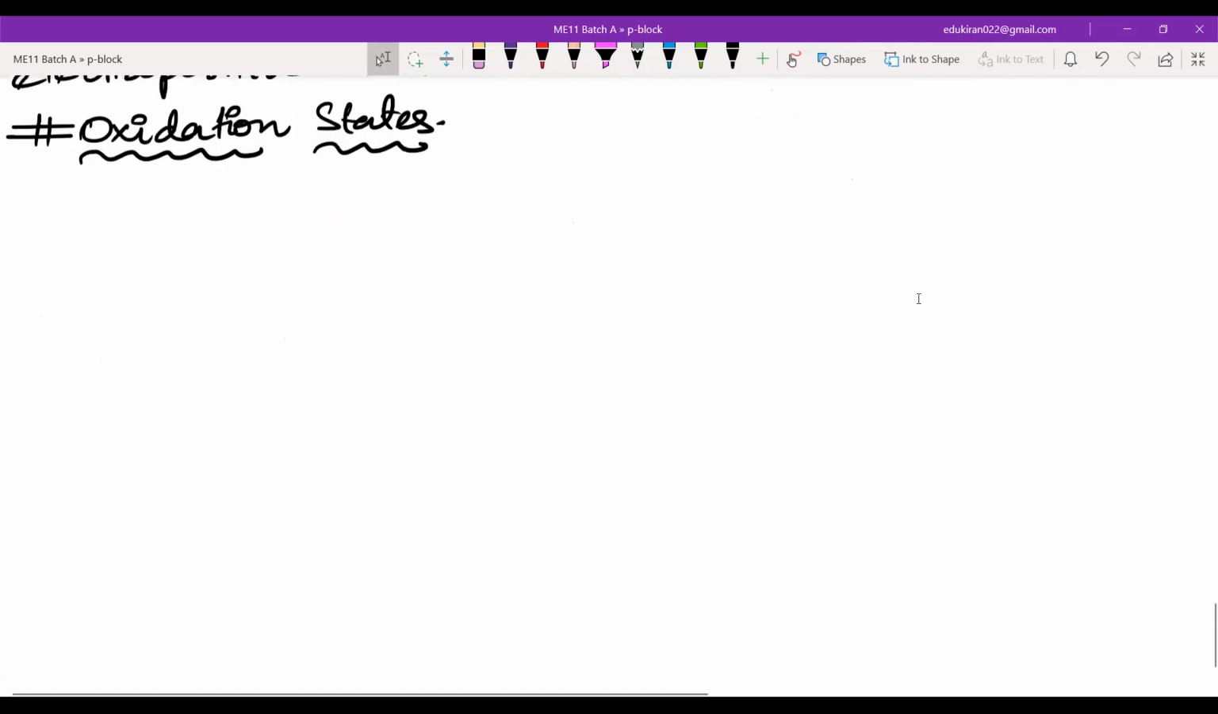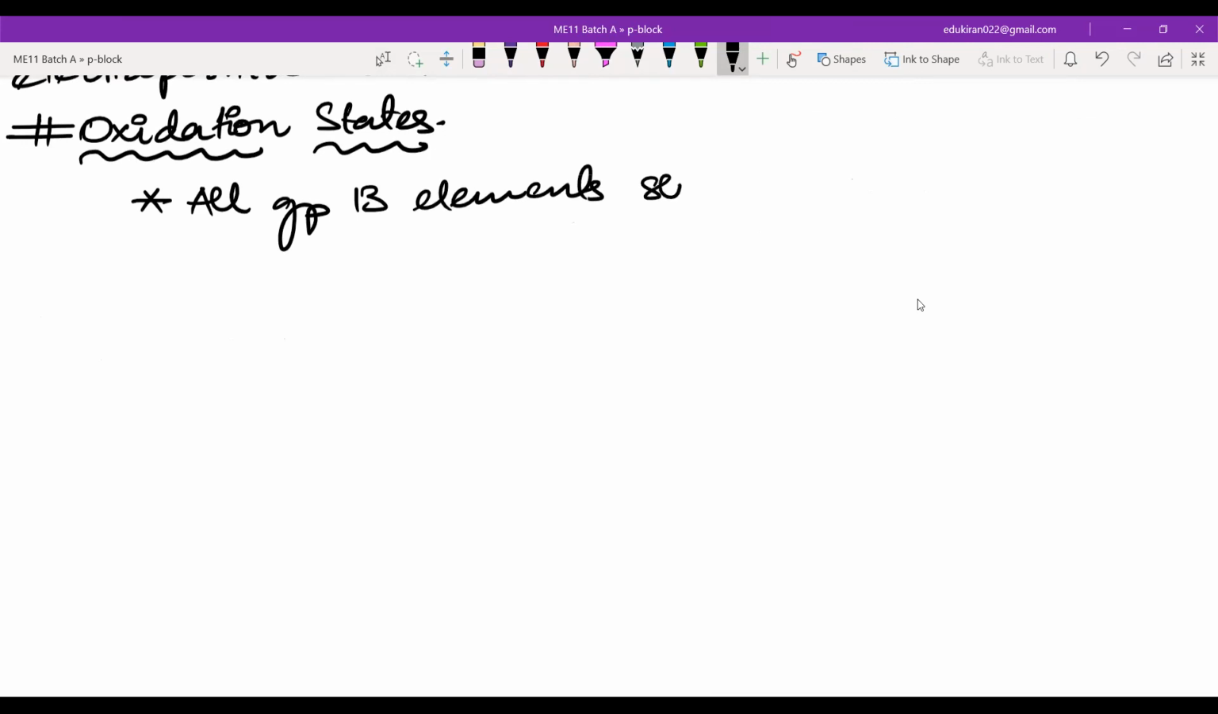Okay. Now let us talk about the oxidation states. So we know that all group 13 elements show a maximum oxidation state of +3. Okay, but let us first of all talk about boron.